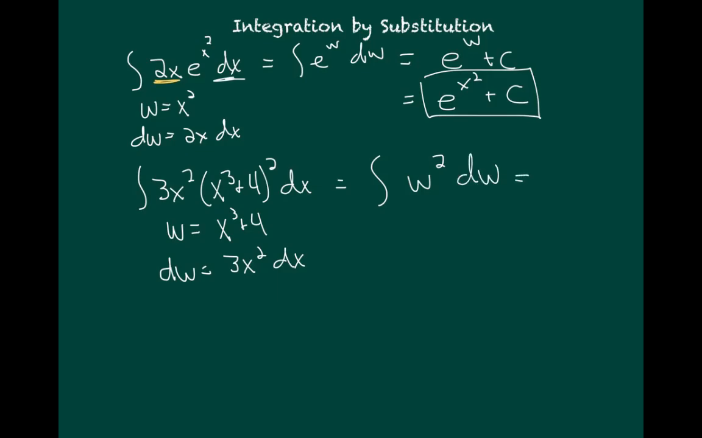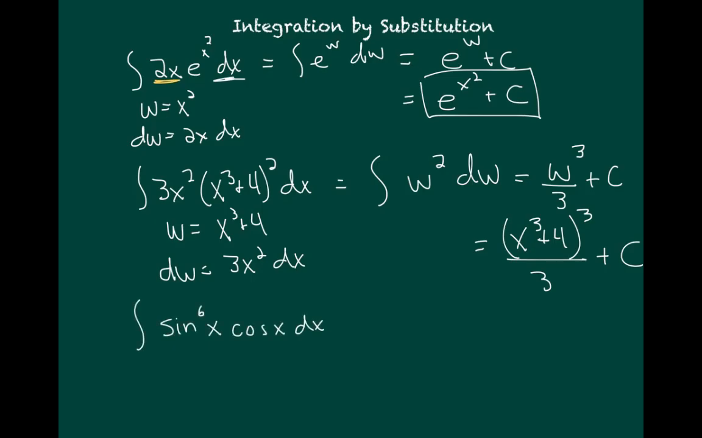Okay, to integrate this, that's just going to be undoing the power rule, so I get w cubed over 3 plus c. Now resubstituting, I get x cubed plus 4 cubed over 3 plus c. Okay, let's take a look at one more example like this, and then I want to throw one other change or a wrinkle that can come up with these kind of problems.